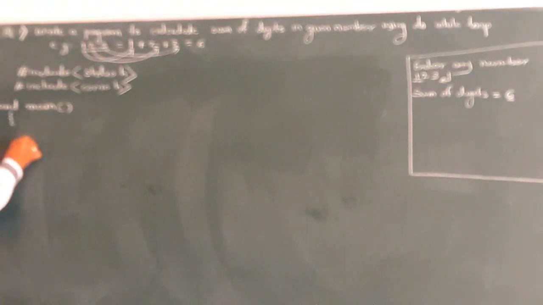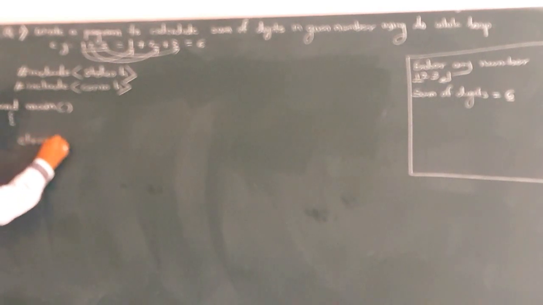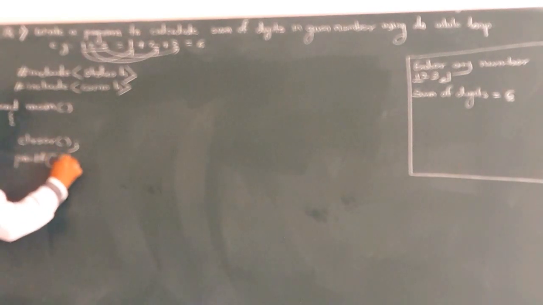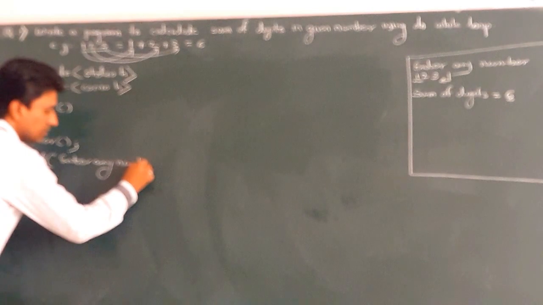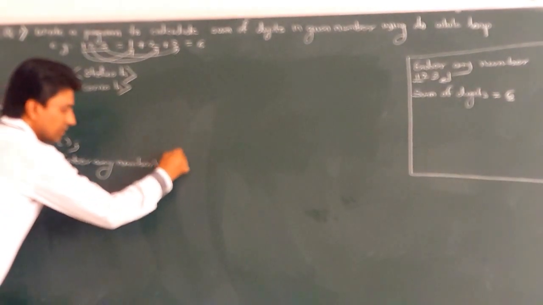First is variable declaration and variable initialization. After that, the second statement is clear screen. Next, give the message, enter any number. So write printf, enter any number, \n, so the cursor goes to the next line.